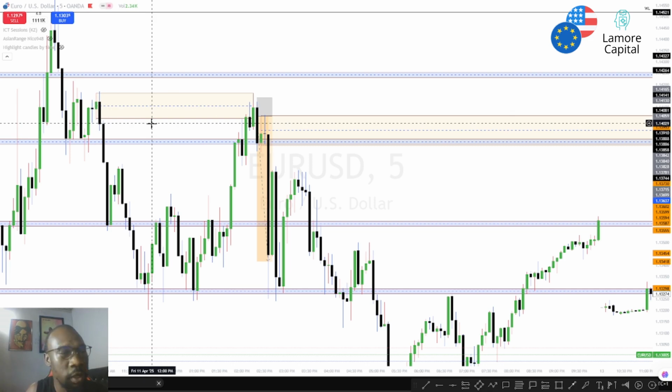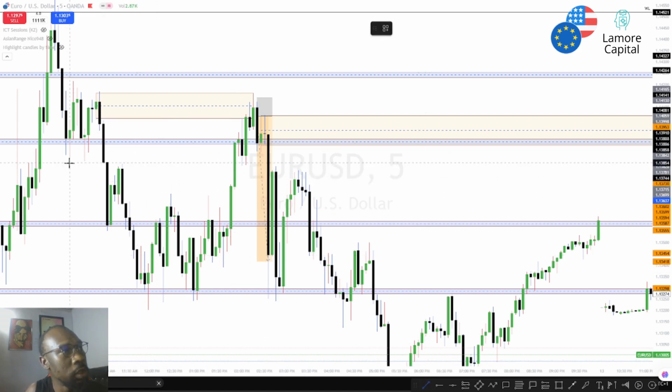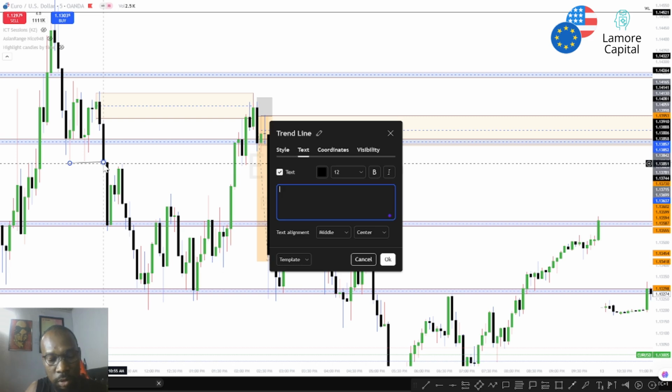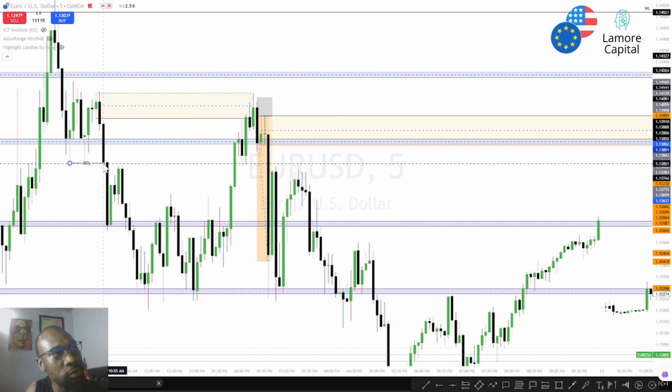I have 4 rules. My number 1 rule is break of structure. Let's see, this is our break of structure. This is our BOS. That's our rule number 1. So we got our break of structure.